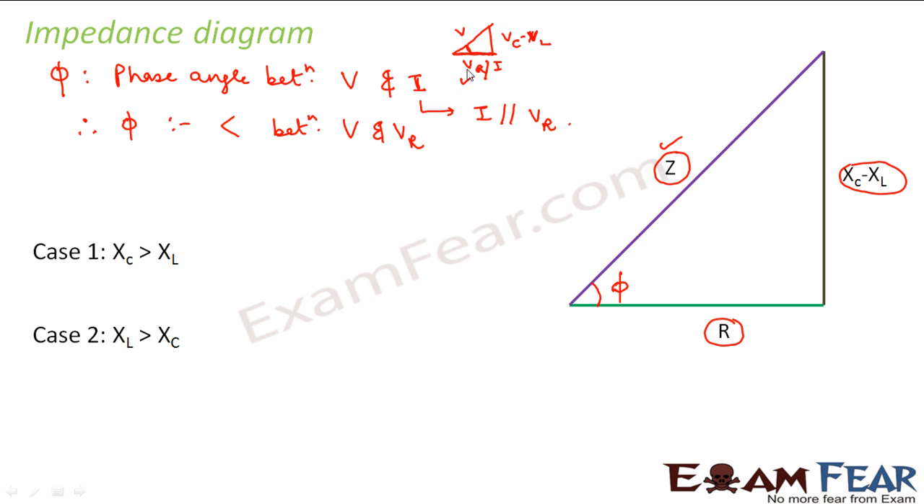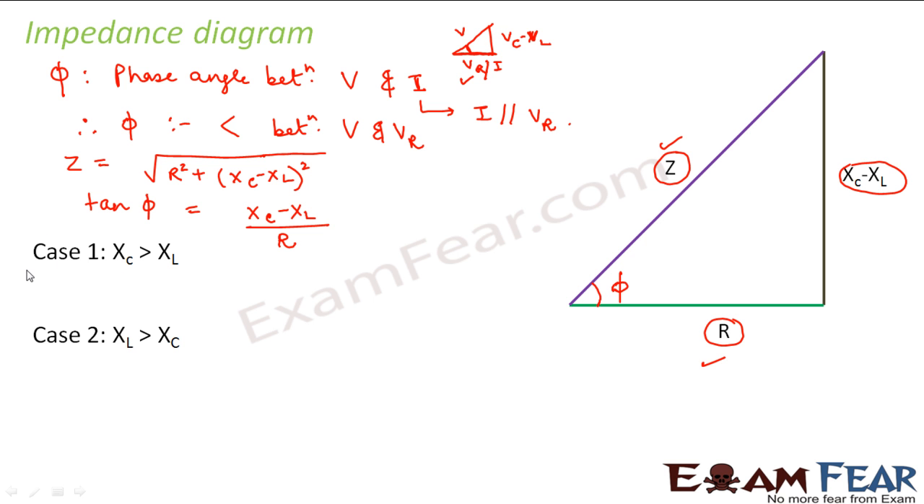We replaced voltage across resistance with resistance. We replaced VC minus VL with XC minus XL, right? So we could see that Z was equal to root over R square plus XC minus XL whole square. And we also found that the phase angle phi is given as XC minus XL divided by R.